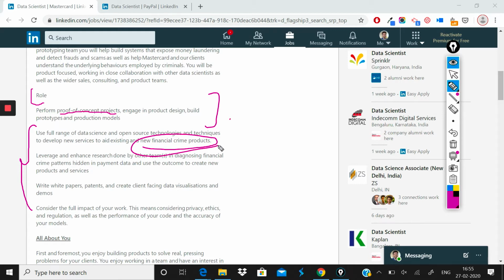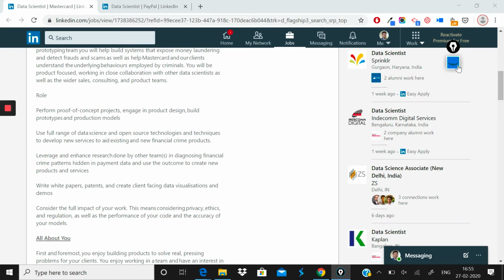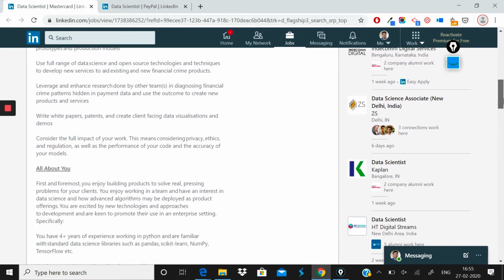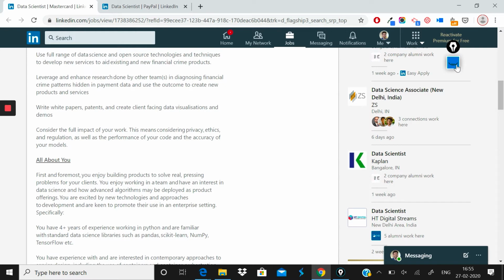You will be improving upon that, and leverage and enhance research done by other teams in finding financial crime patterns hidden in payment data. So essentially what they're saying is they already have other teams who are working on similar problems, and basically you'll be building upon that knowledge, expertise, and in-house knowledge to solve this problem.